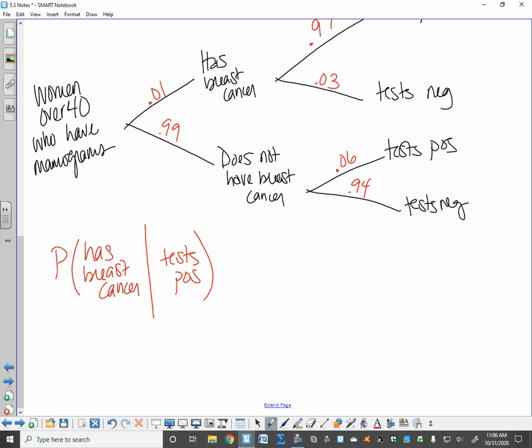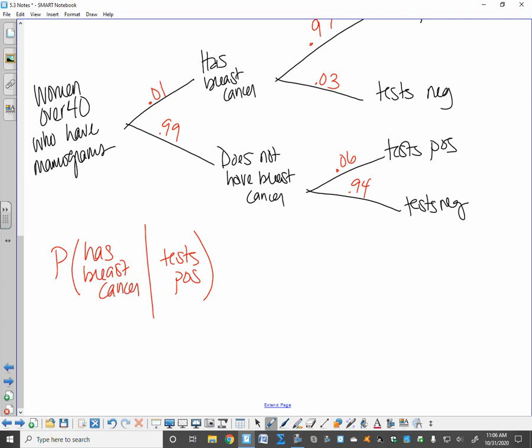Read that one more time. A randomly selected woman has tested positive. Find the probability that she actually has breast cancer. So this is not an and, this is a given. I know that she has tested positive. What is the probability, knowing that she has tested positive, that she has breast cancer?